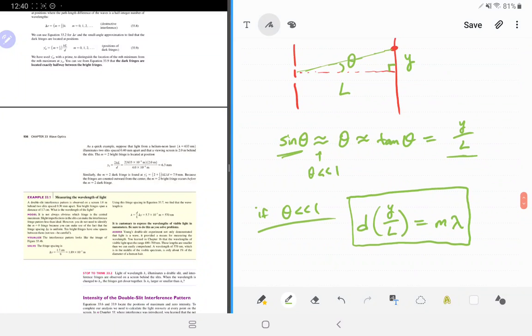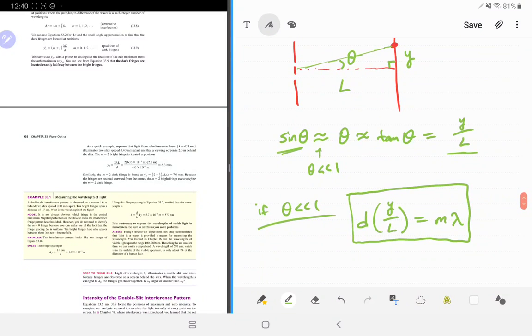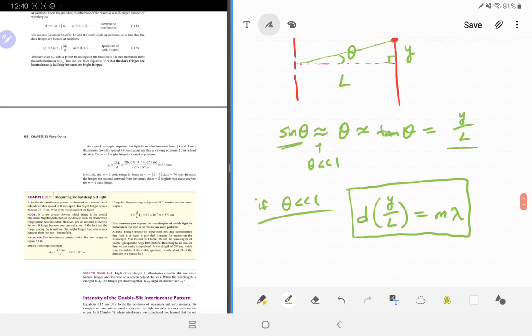And the reason this is useful is sometimes you want to know positions on the screen in terms of meters rather than angles. Sometimes it's easier to measure, like you take a ruler up to the bright spots and you can measure the distance between the bright spots.